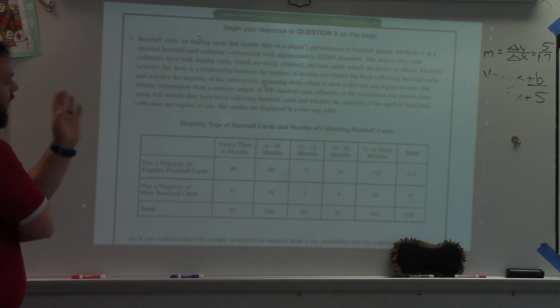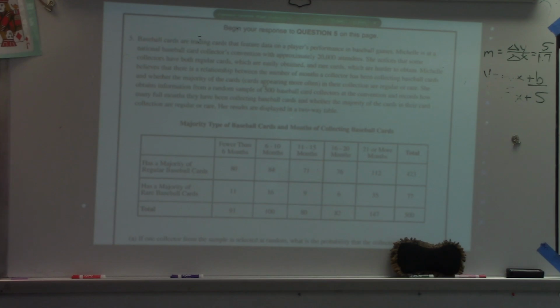So first things first, if this ends up being chi-square, is this going to be a goodness of fit, independence / association, or homogeneity? Association. Why is this going to be association / independence? It's seeing if the older people have more rare ones. One sample. So is there an association between time collecting and rarity of your cards? I'm not going to say you're wrong on that, but by that language, it could be homogeneity as well.